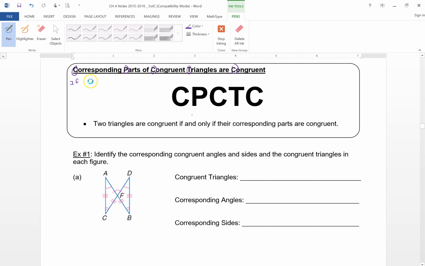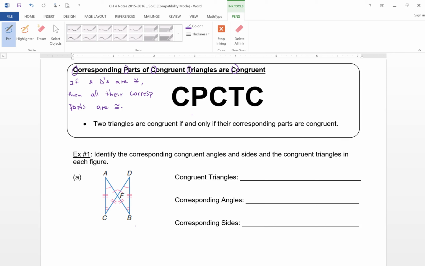If two triangles are congruent, then all their corresponding parts are congruent. Okay? So suppose I know that triangle 1 is congruent to triangle 2, then I immediately know this angle is congruent to that angle. This side is congruent to that side. Okay? All right. So here, identify the congruent angles and sides and the congruent triangles.